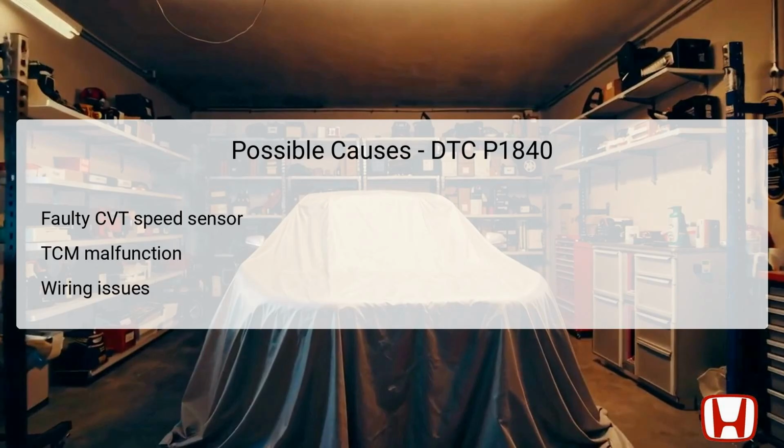Lastly, wiring issues such as damaged harnesses or poor connections can interrupt the signal flow between the CVT speed sensor and TCM, leading to discrepancies. It's essential to investigate each of these areas systematically to identify the root cause of the trouble code.